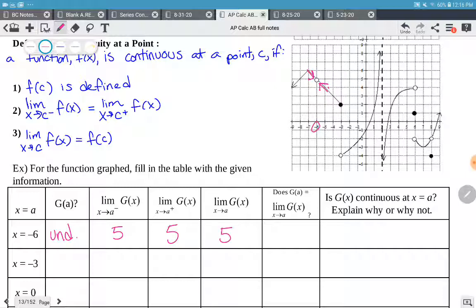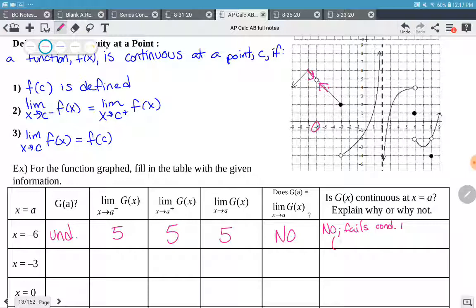My left and right are equaling. If you think about putting your fingers in front of your face, they're both going to 5, so they're meeting. Now, does the function value equal the limit? Well, no, because the function is undefined. So I would say no, this is not continuous. And why? Because it's undefined, so it fails condition 1.